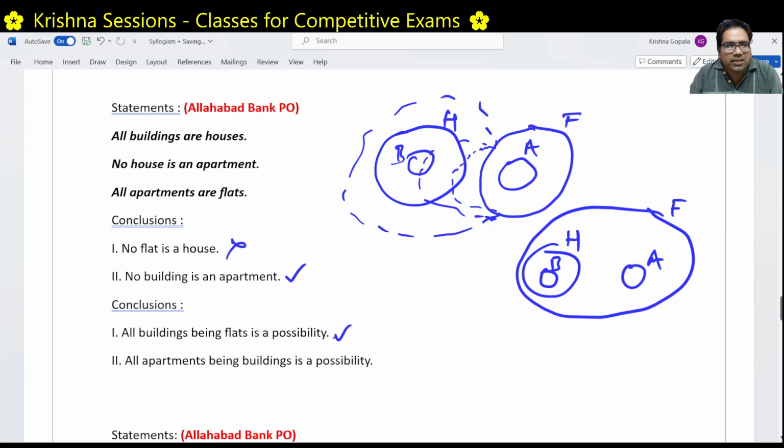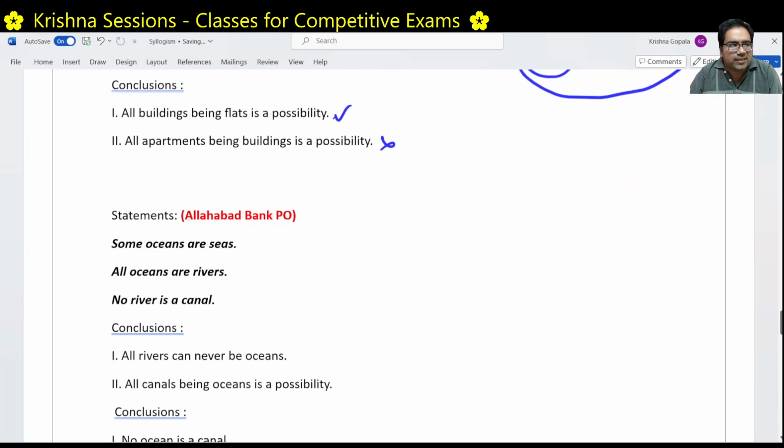All apartments being buildings is a possibility. No way, right? Apartments and buildings have zero intersection. Apartments and houses have no intersection. Obviously, apartments and buildings also will not have any intersection. Forget about all apartments, even a single apartment cannot become a building. So this is wrong. We need to be able to draw the variations of diagrams with the given conditions. That is the trick here.